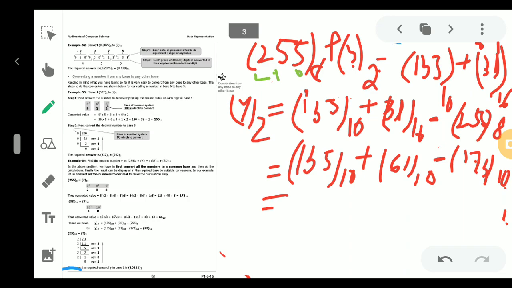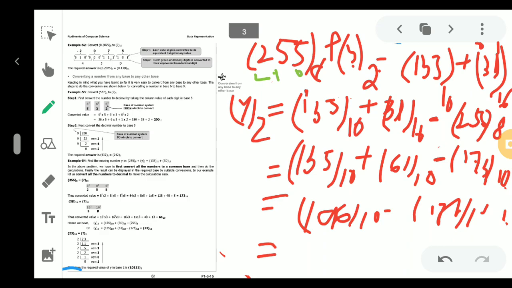If you add 135 with 61, you get 196 base 10, minus 173 base 10. So this is equal to 23 base 10. Now we get the answer in base 10, but we have to find the value in base 2. So 23 base 10 we have to convert into base 2.